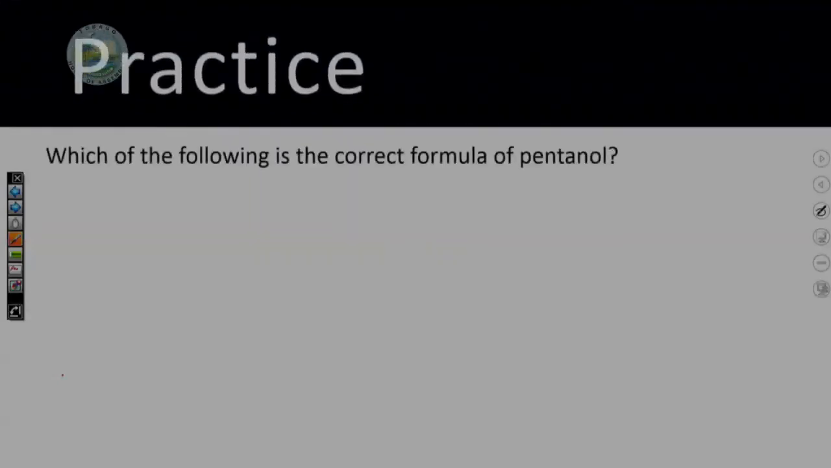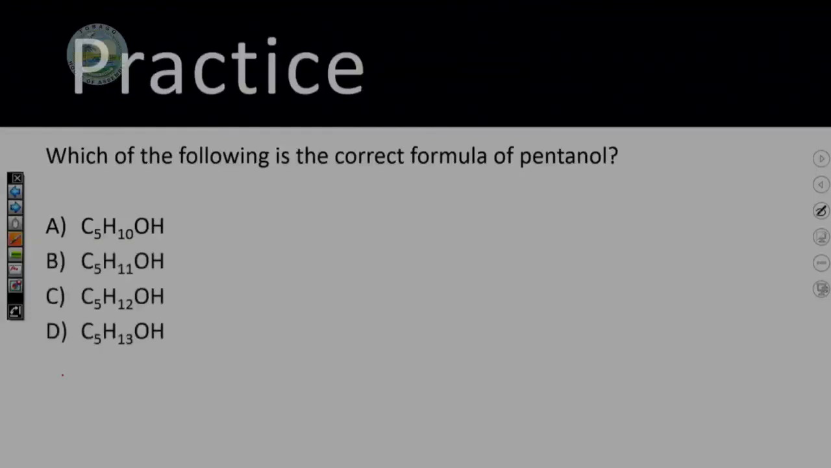All right, next question. Which of the following is the correct formula for pentanol? We have A, B, C, or D. So we are looking at pentanol. We know it's an alcohol, and alcohol has OH groups, and all of these answers have OH groups. In addition, they are asking for pent, so they must have 5 carbons in it. All of them have 5 carbons in it. So what is the answer?